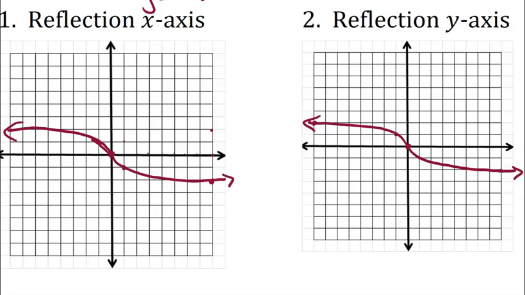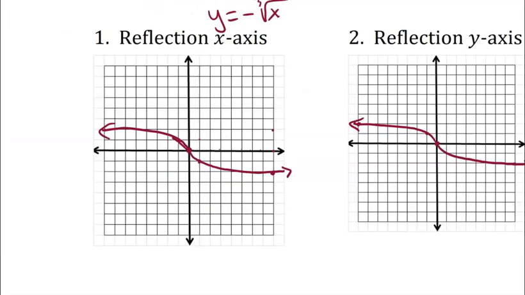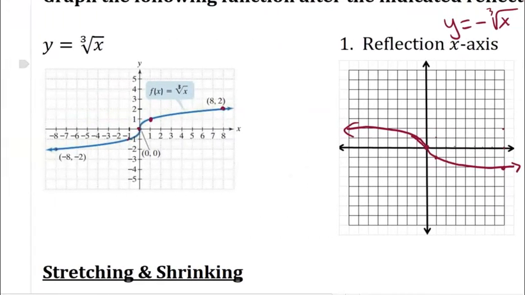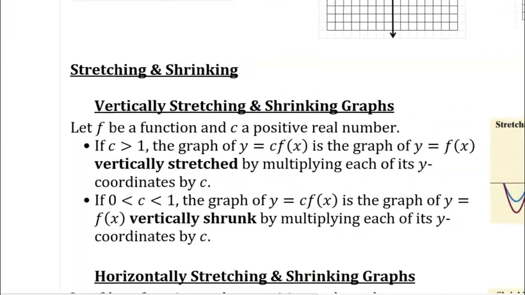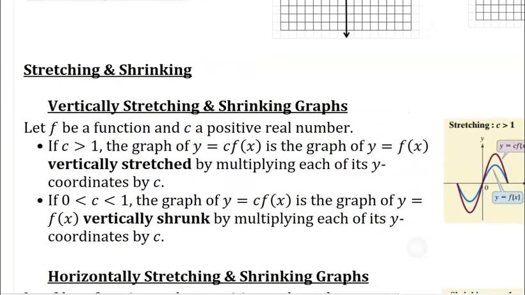Imagine we take this one and we flip it around 180 degrees. It would land on top of itself. And so that's why those two happen to be the same. That will not happen for all functions, just for odd functions. Okay, so that's reflections. The last piece is stretches and shrinks. And we can do this vertically or horizontally.